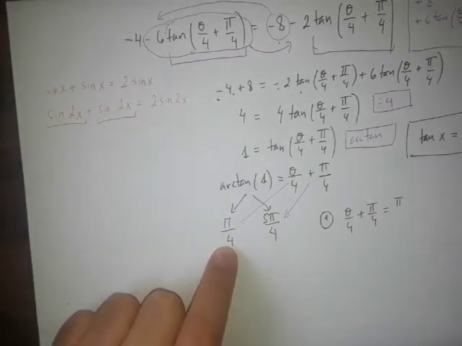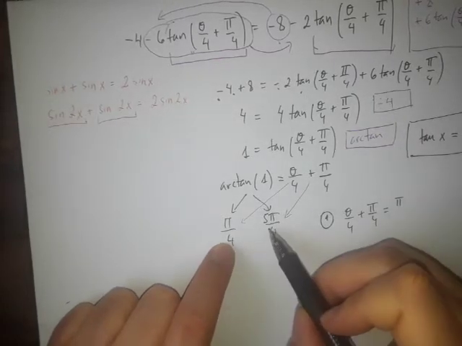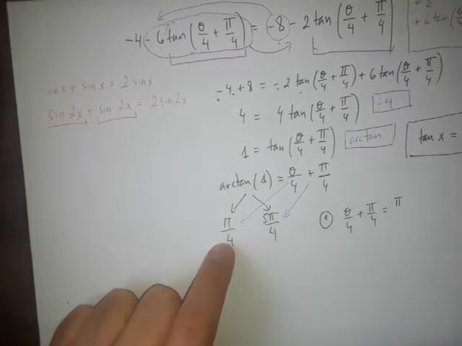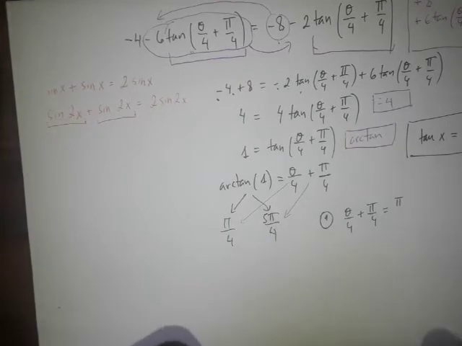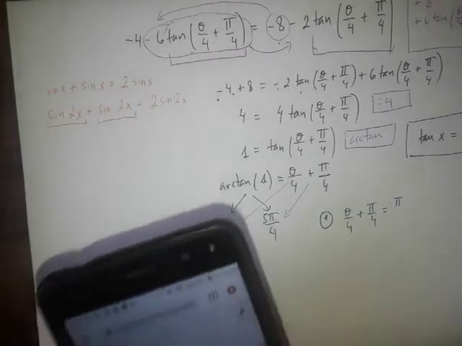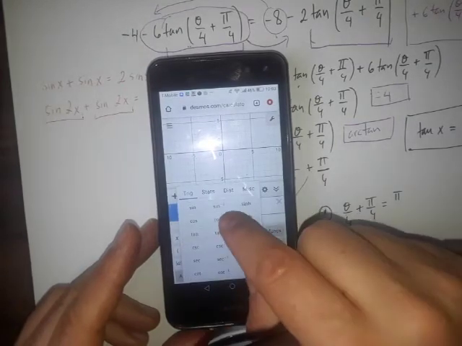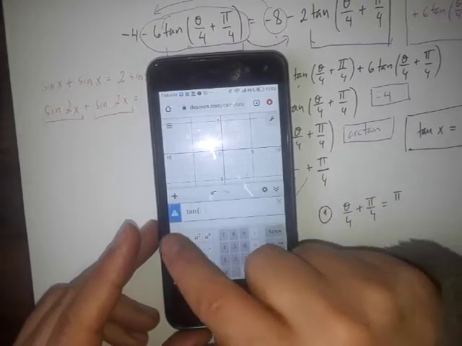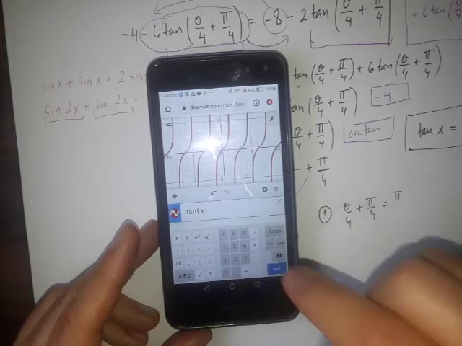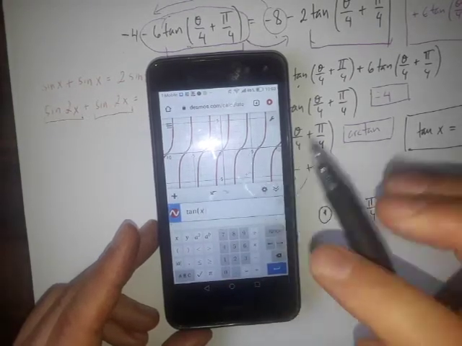Wait. We missed something important here. The tangent, as we talked about in a previous video, the tangent repeats every pi. I hope you remember this. Tangent, let's do it here. So we have tangent of x, right?